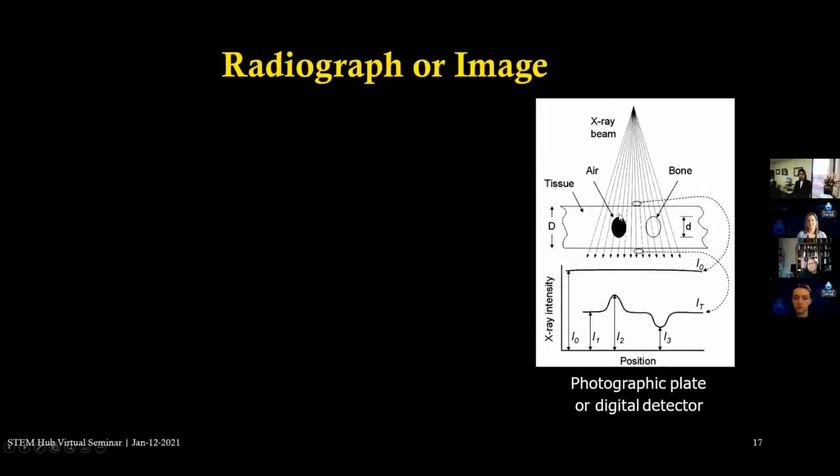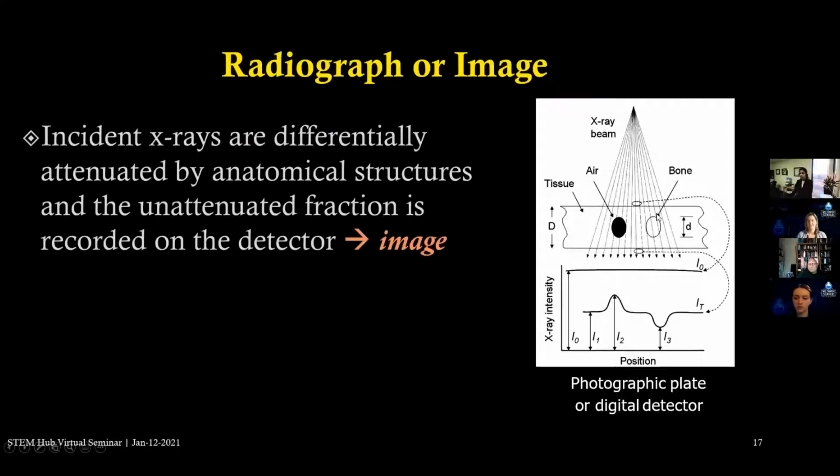So again, this is showing different tissue types. Here you see bone, here this is air, this is tissue, and this shows the X-ray intensity. And as we know, bone is very dense, so it attenuates most of the X-rays, and the transmitted ones you see have low intensity compared to the air or other tissues. Similarly, air has low density and most of the X-rays are transmitted and you see high intensity on the film.